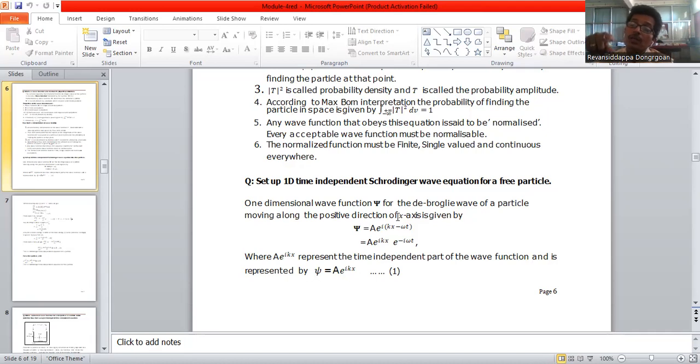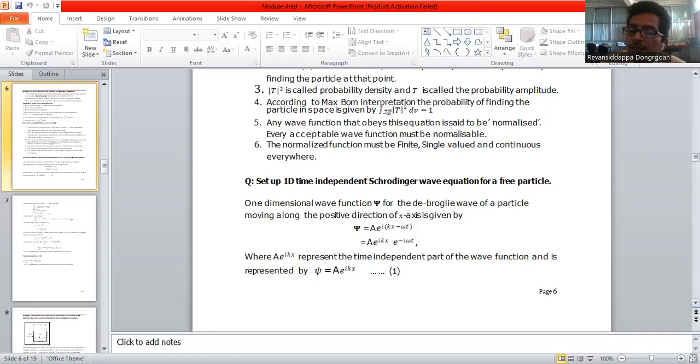But our equation is time independent, which means you need to remove the time. Then only will it come as time independent. So we will follow it step by step, how to remove it and obtain the required equation. This is called equation 1, where A e to the power of ikx represents the time independent part of the wave function, psi equal to A into e to the power of ikx. Only that part I am taking, because as per our heading, only the time independent part. This we call equation number 1.